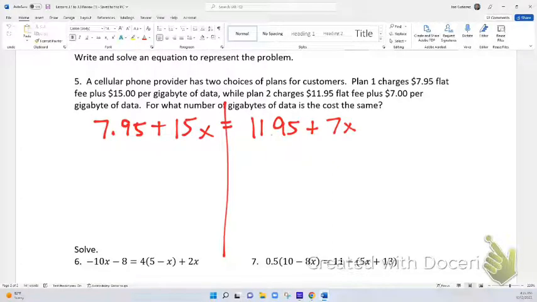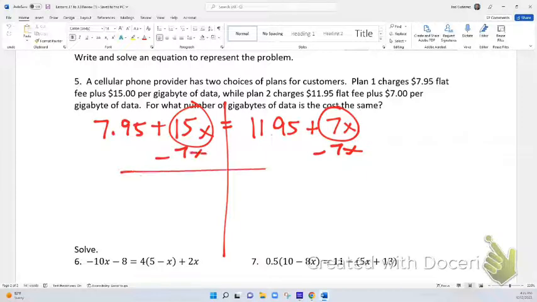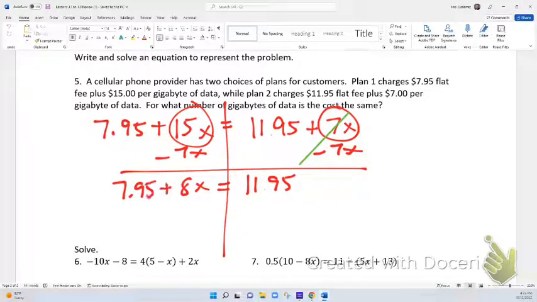So put our line going down. This is a 15, this is a 7. 7 is smaller. You do the opposite to get rid of it. In this case, we end up with 8 x's on this side. On the right side, that goes away. We bring down the $11.95. Over here, we bring down the $7.95.